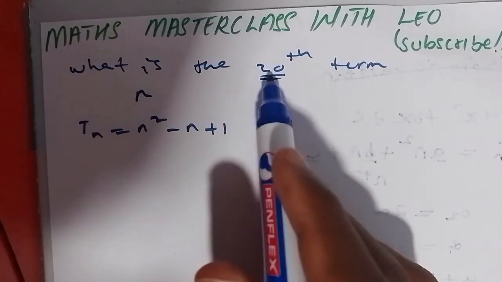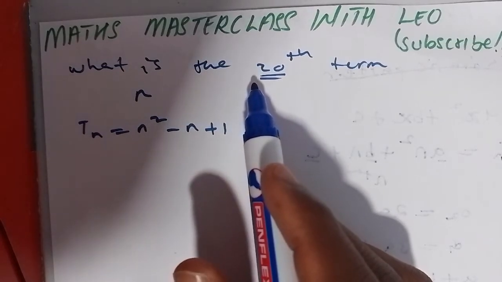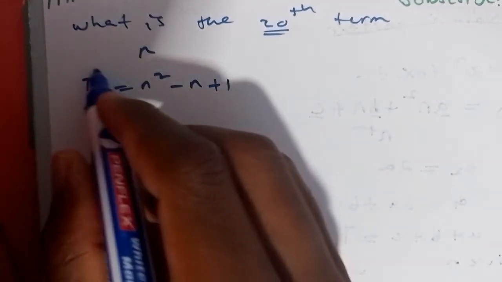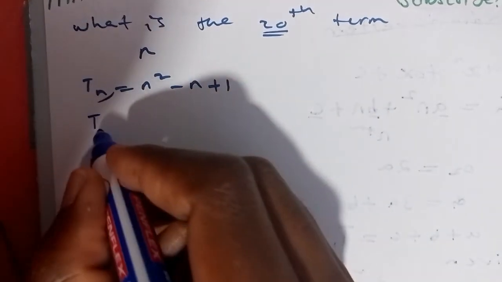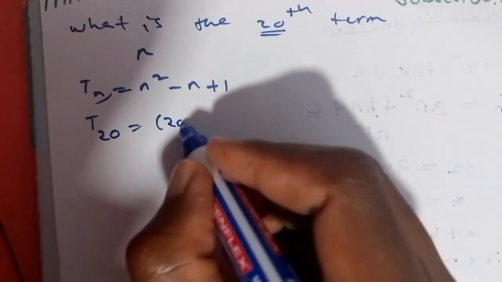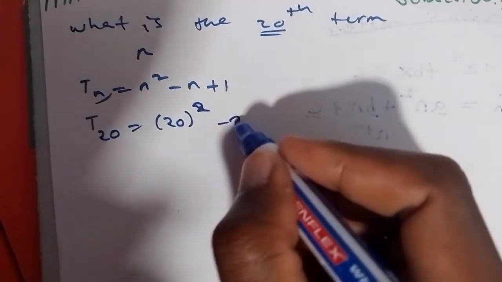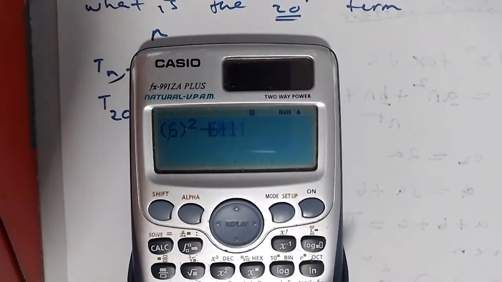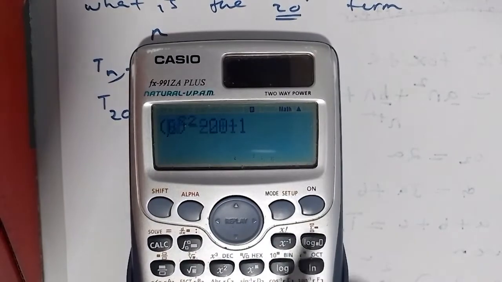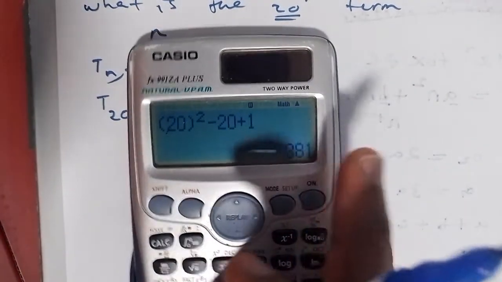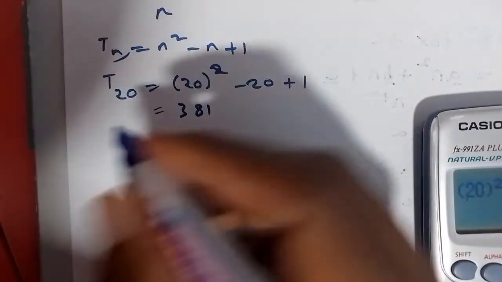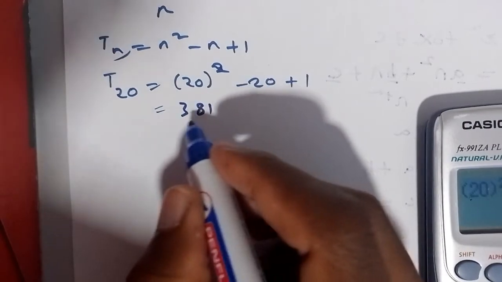In position 20, what is our Tn? In position 20, what is our term? Okay, so we need our term in position 20. So I'm just going to say T20 is equal to 20 squared minus 20 plus 1. Right? Then I'm going to say, what is 20 times 20? What am I getting? 381. In position 20, I have term number 381.